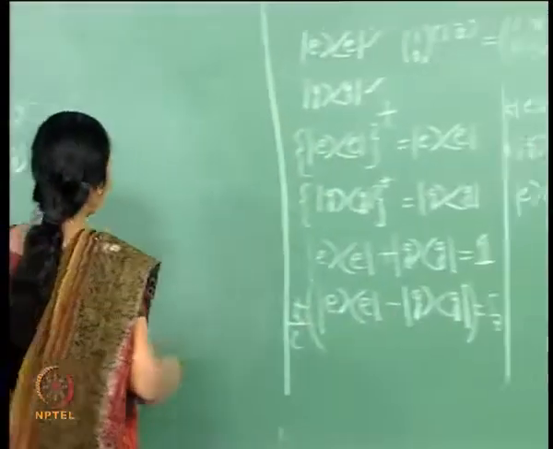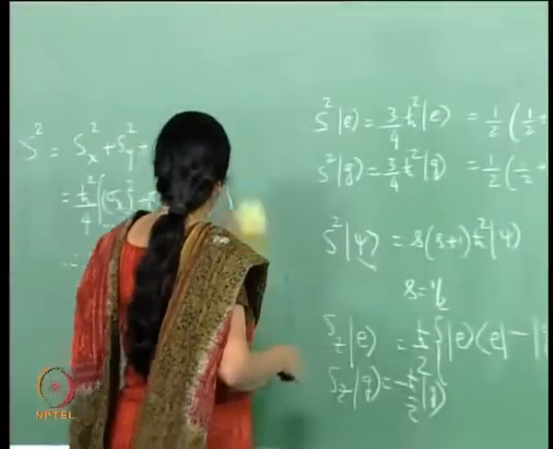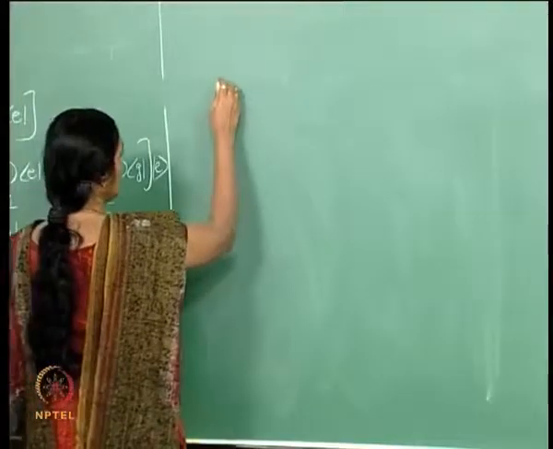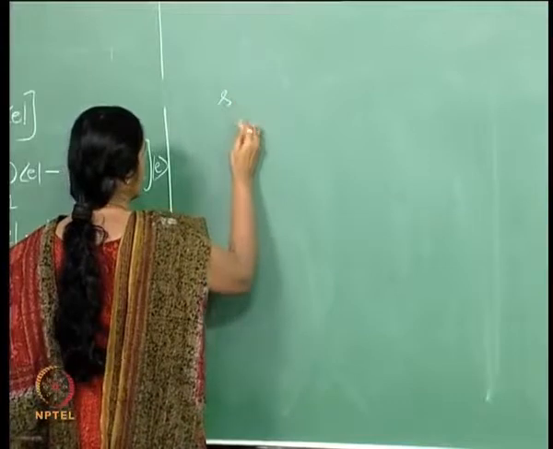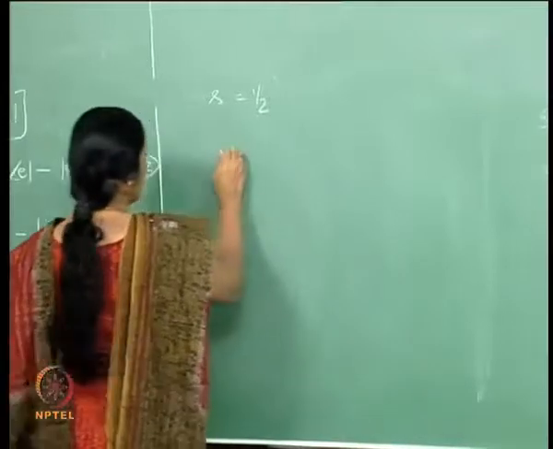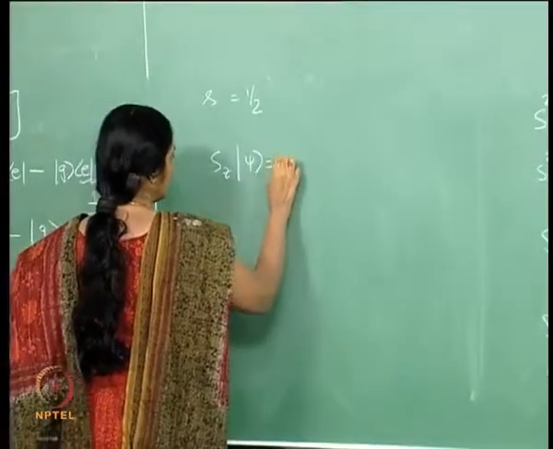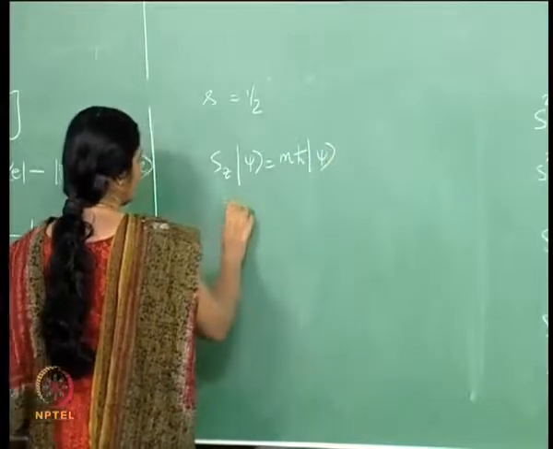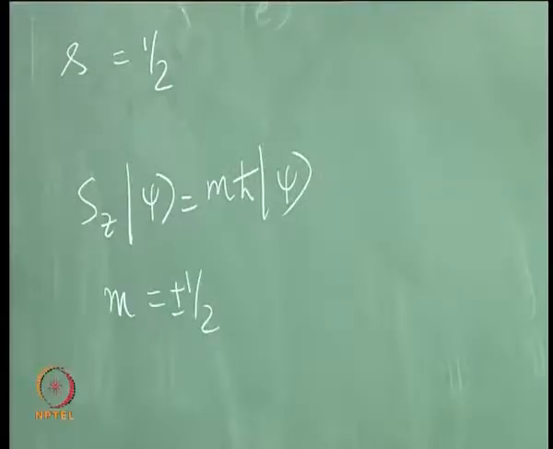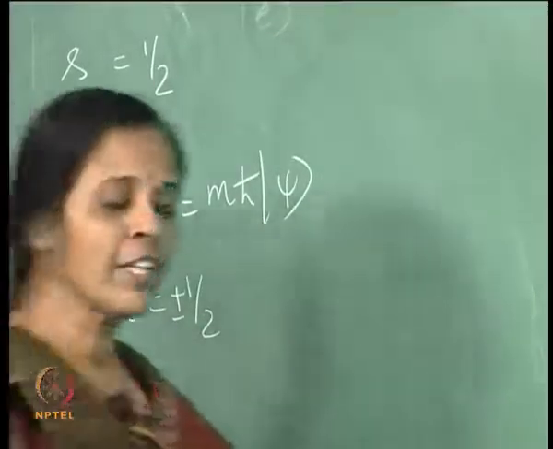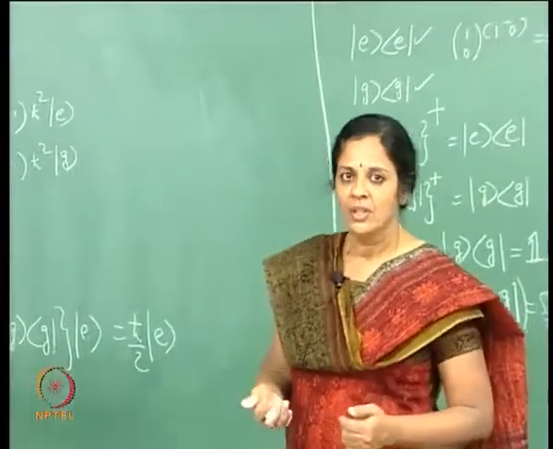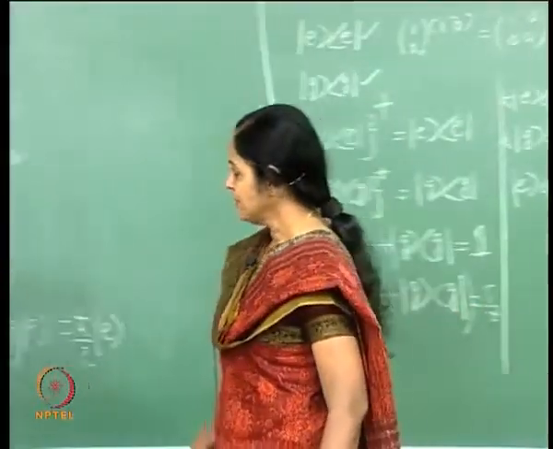So what are the eigenvalues? The eigenvalues are the following. Little s is equal to half, and m, where m is defined this way, takes values plus or minus half. This becomes very important, particularly in the context of spin doublets like the electron, a model which I will talk about a little later.